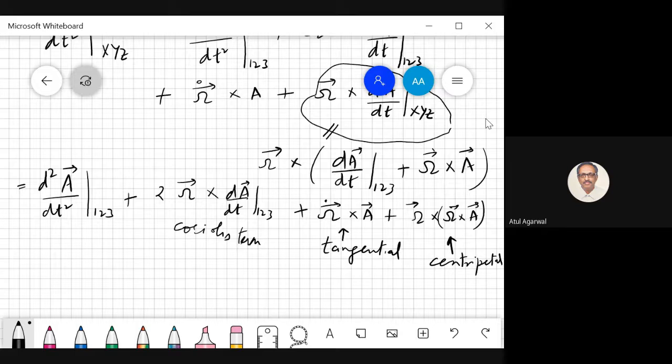For example, take A as R. What do you mean by R? Position vector.